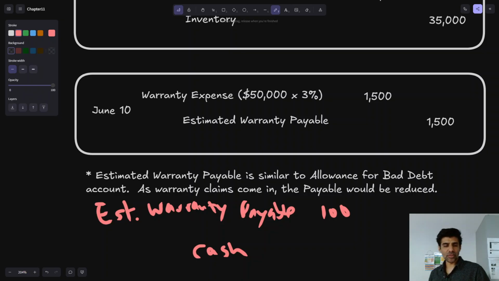Okay. And it's possible that this credit balance gets used up and becomes a debit balance because we have more warranty claims than we estimated. And you'll have to fix that. In the next period, you'll have to take a larger expense for warranty to make up for that.